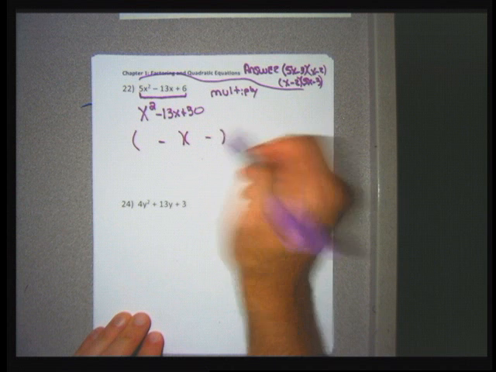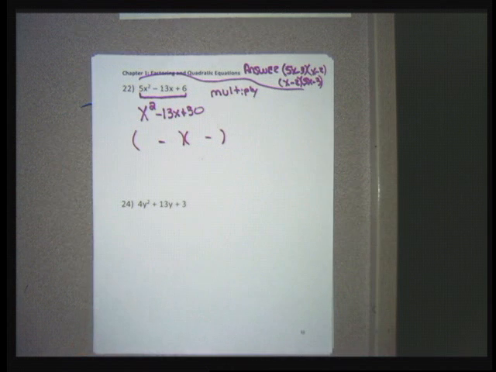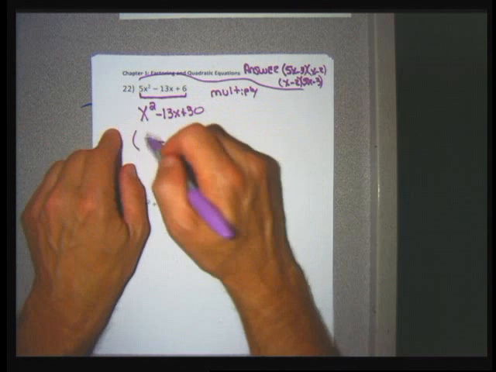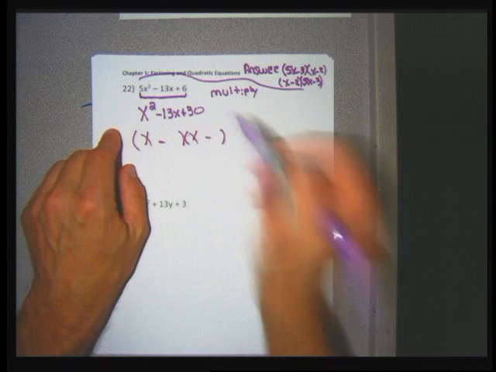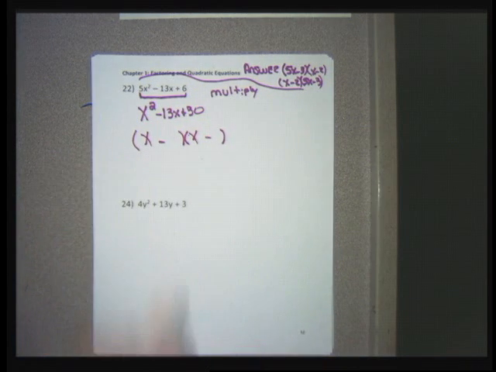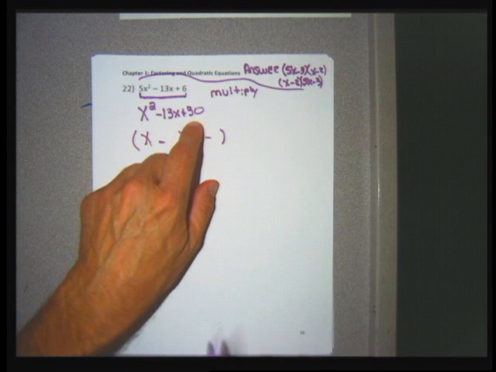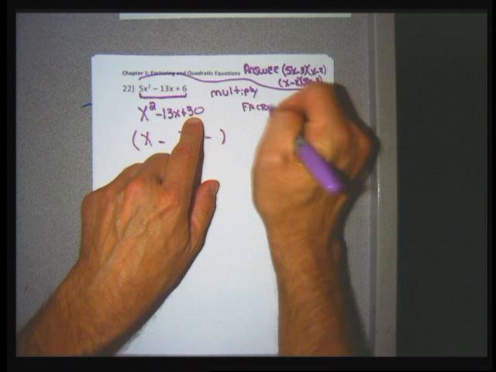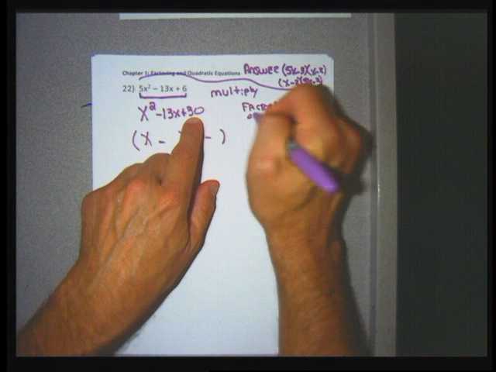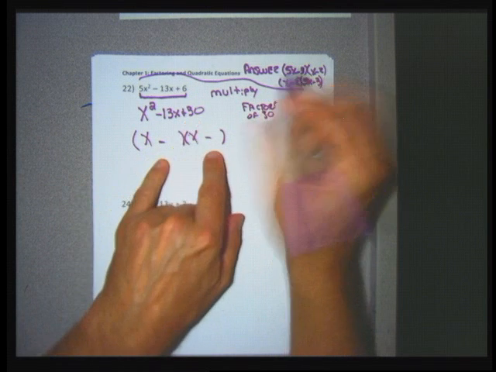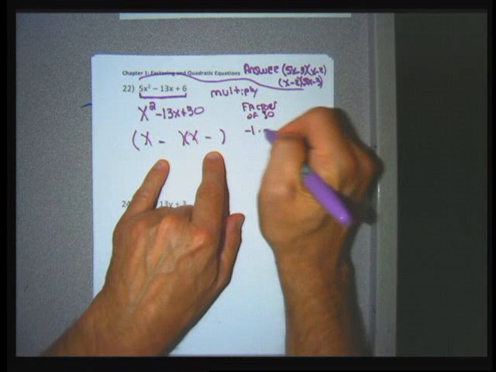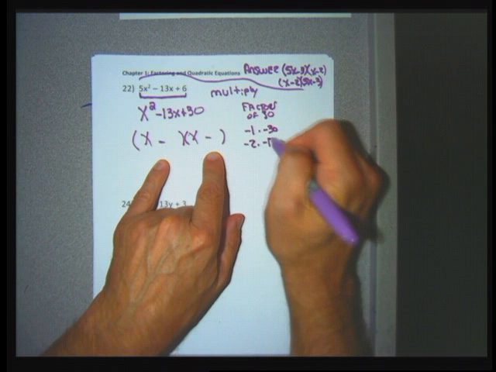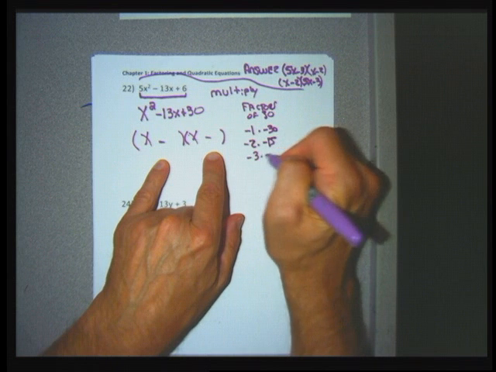For a lot of students, that's a lifesaver, just to get the signs down first and not have to worry about signs. The rest isn't so hard. I'm just going to split the x squared into a couple of x's. So now for my multiplying, I need to write the factors of 30. Of course, I need to have double minuses. So I'm going to do minus 1 times minus 30, minus 2 times minus 15, minus 3 times minus 10.